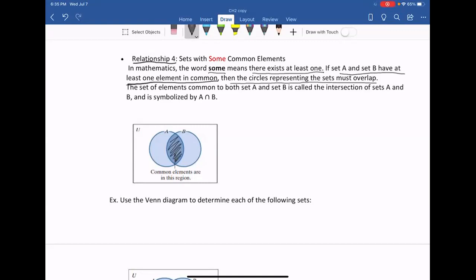The set of elements common to both sets A and B is called the intersection of sets A and B, and is symbolized by A intersect B. That means the dark blue area is the intersection of A and B, and this one we call A intersect B.